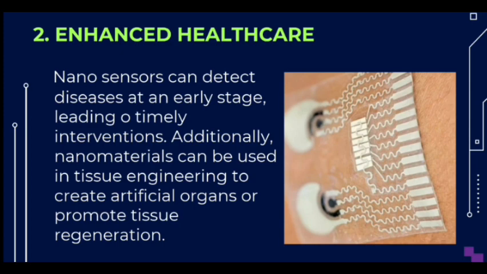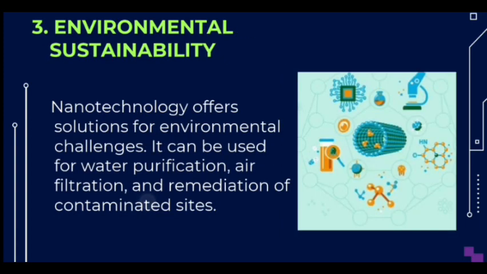Okay. Nanosensors can detect diseases at an early stage, leading to timely interventions. So, ang picture nga nakita niyo diri is noon siya ang nanosensors. Ginagamit ni siya para ma-detect dayon kung unsa man ang inyong mga sakit at an early stage para maagapan ni dayon siya. Additionally, nanomaterials can also be used in tissue engineering to create artificial organs or promote tissue regeneration. Number 3.